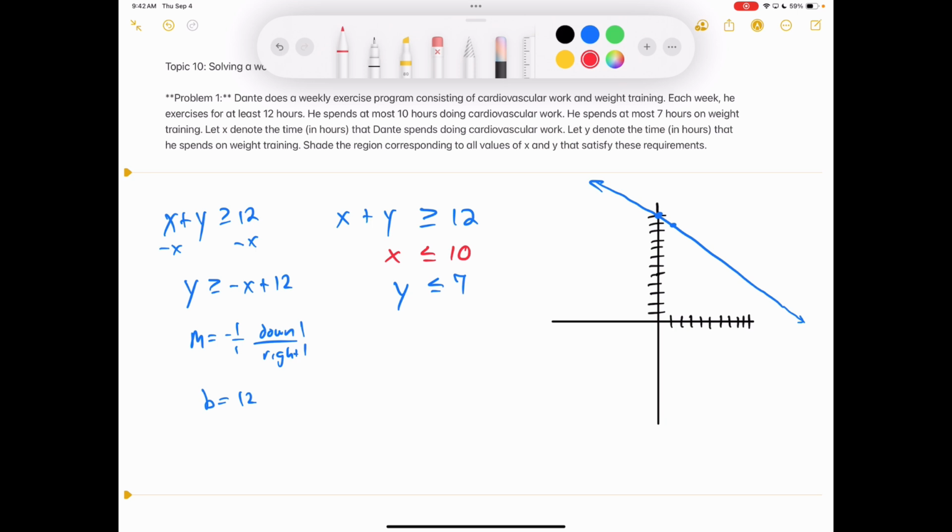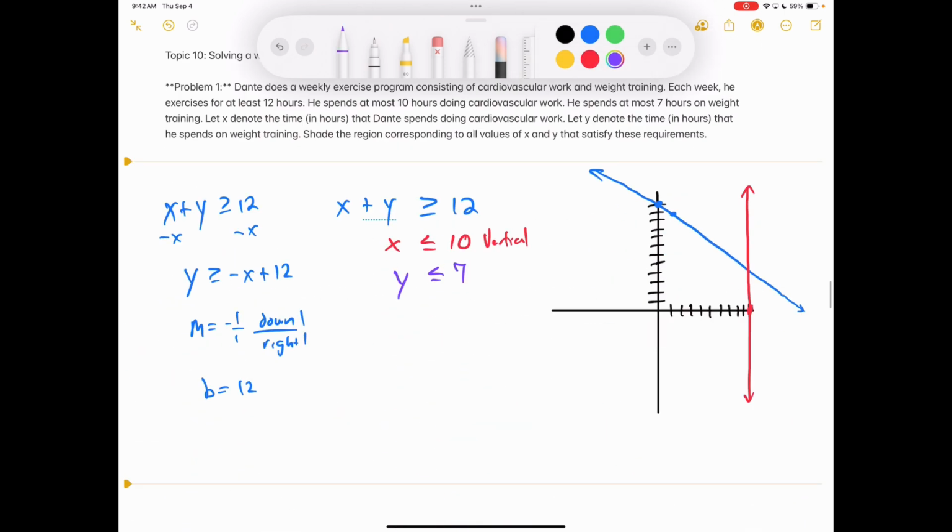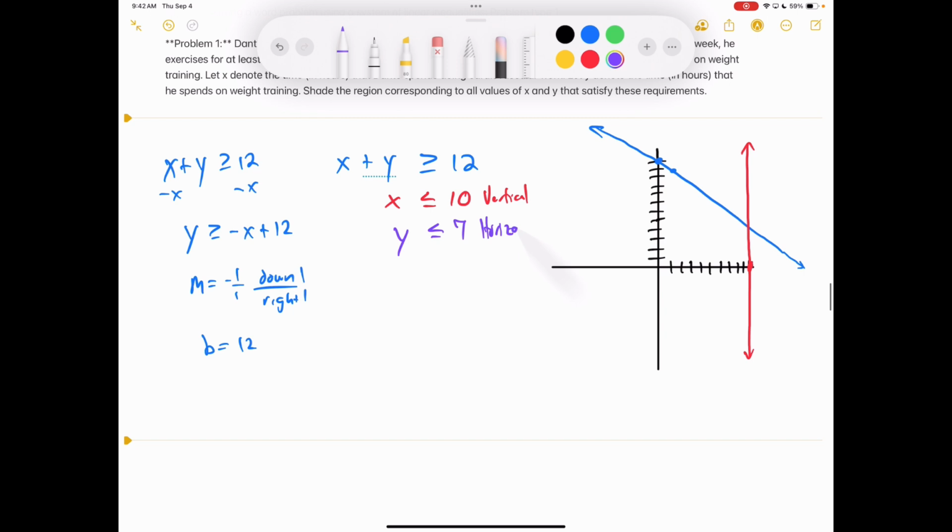My red one, x is less than or equal to 10. That is a vertical line. So if you forget, go here. It doesn't really make sense to do it this way. It's going to be a vertical line, solid as well because it is less than or equal to. I swear I changed that purple. And then my last one, y is less than or equal to 7, is going to be horizontal. So 1, 2, 3, 4, 5, 6, 7. And it's going to be solid as well.